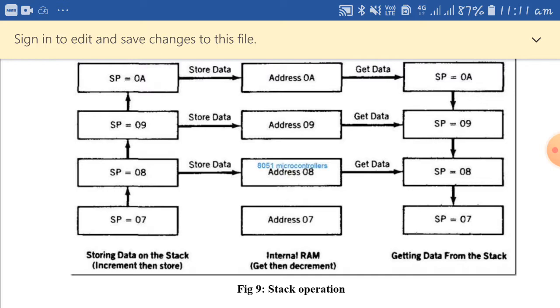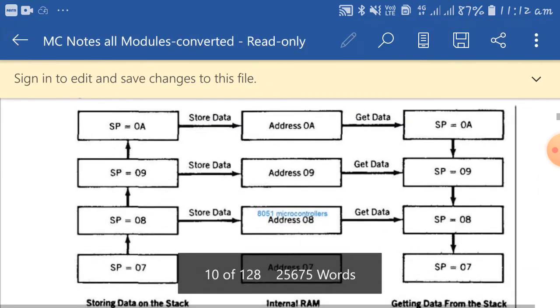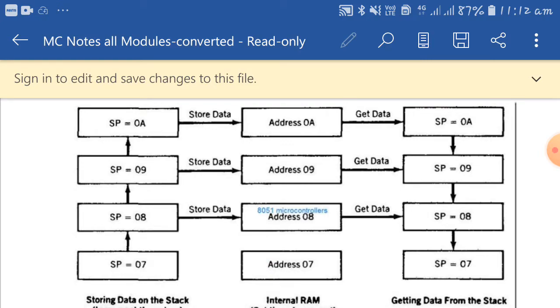Like that, if you have 2 more data, 3 more data, every time SP is incremented by 1 first. Next, the data is going to be stored in the next address location. For example, if you have one more data, if you write an instruction like push R6, push R4, it is going to store at those address locations, incremented by 1 each time. Next, like that again SP is 09.